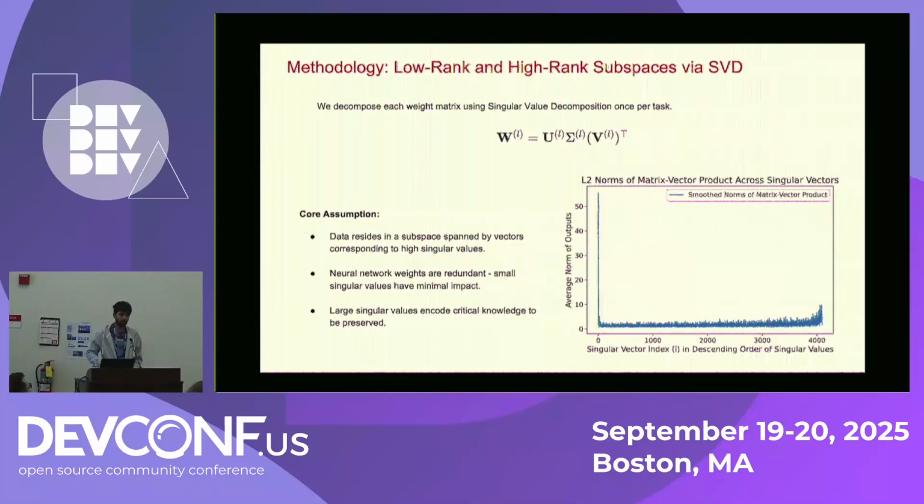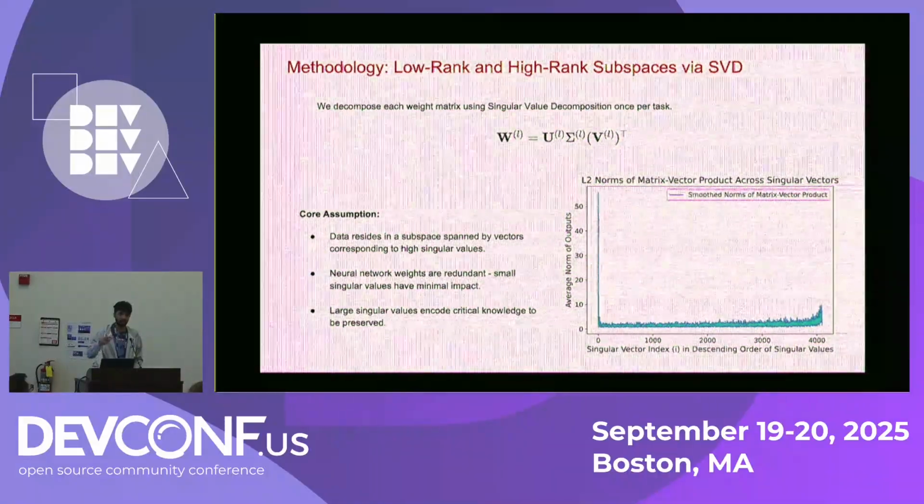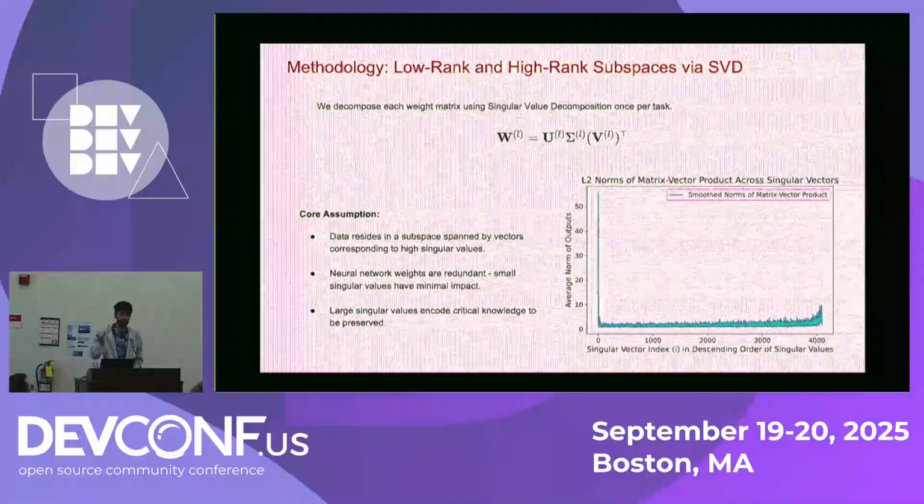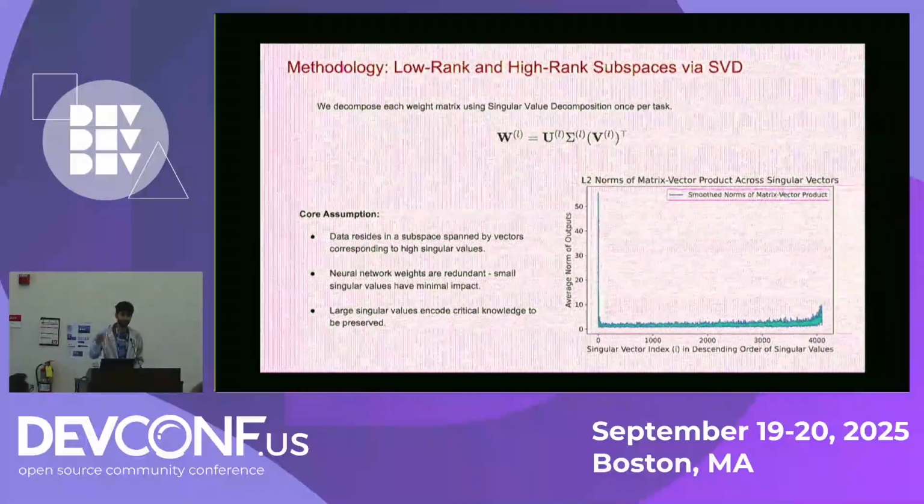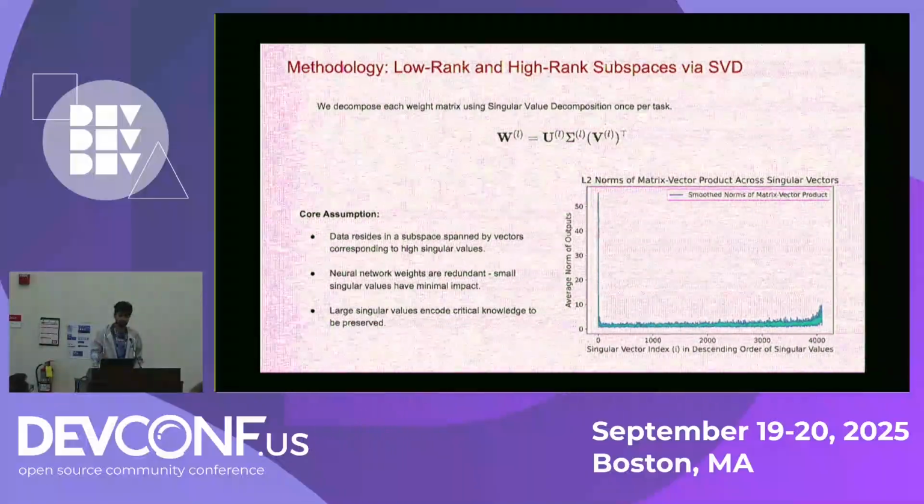One of the core assumptions for our method is that the data or the tasks that were learned until now reside in a subspace that is spanned by the high singular vectors. This is a reasonable assumption to make because, for example, if you train a linear layer, just one MLP layer, on a data set, after training it ends up in the direction that spans the maximum variance in the data. So this is also empirically seen.